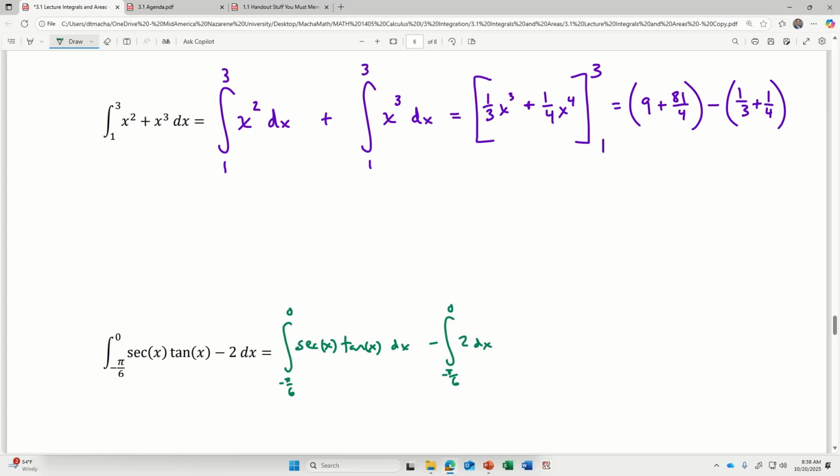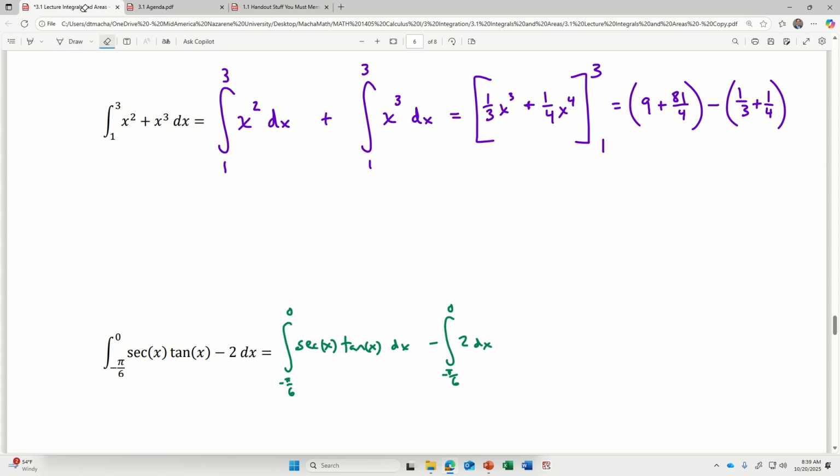You don't have to rewrite it like this. That's not a requirement, and it's honestly just kind of a waste of a step, right? Like, why would you want to rewrite it like this? But I just want to point out that this is the idea behind integral additivity, that I can separate an integral if I want to at a plus sign or a minus sign. It's a nice fact to know and be aware of.